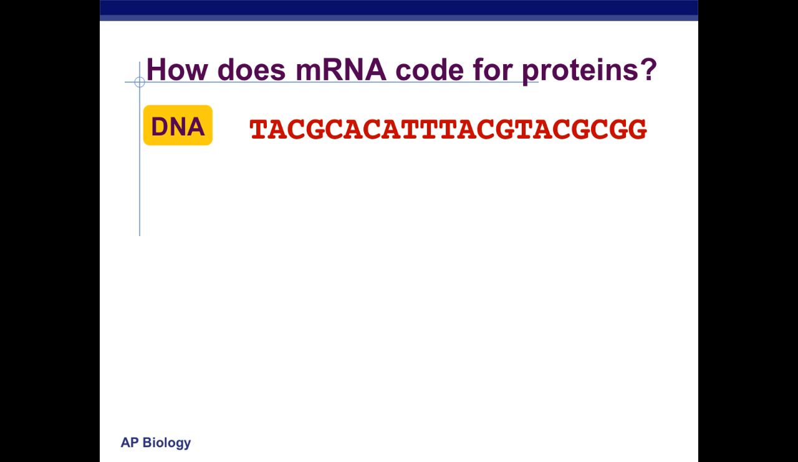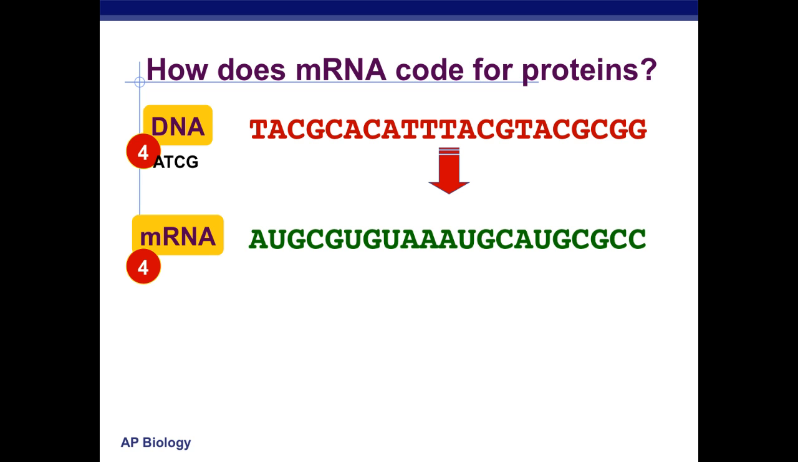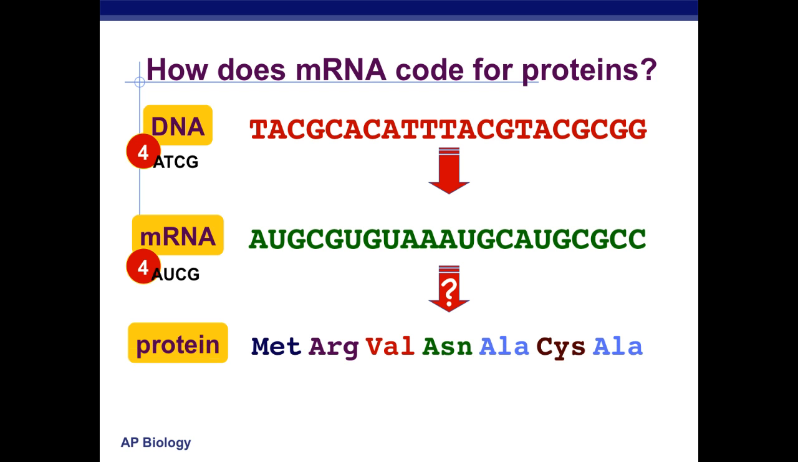Well, you start with your DNA sequence, which comes from 4 different nucleotides, which is your A, adenine, T, thymine, C, cytosine, and G, guanine. It will then transcribe into your mRNA, which also has 4 nucleotides, which include A, adenine, U, uracil, C, cytosine, and G, guanine. But how does that mRNA translate into the protein letter sequence?